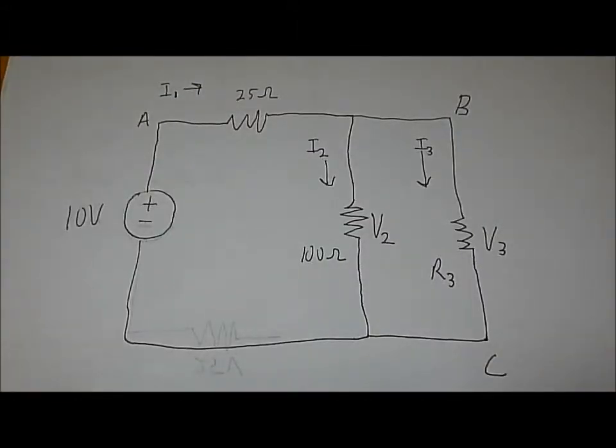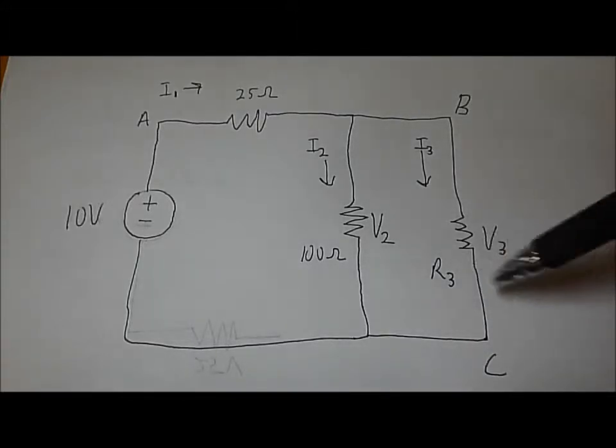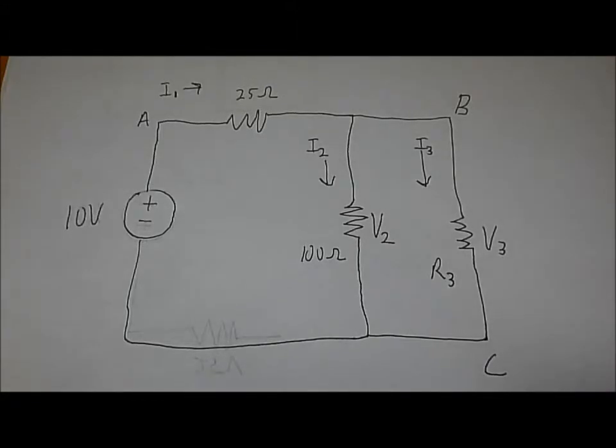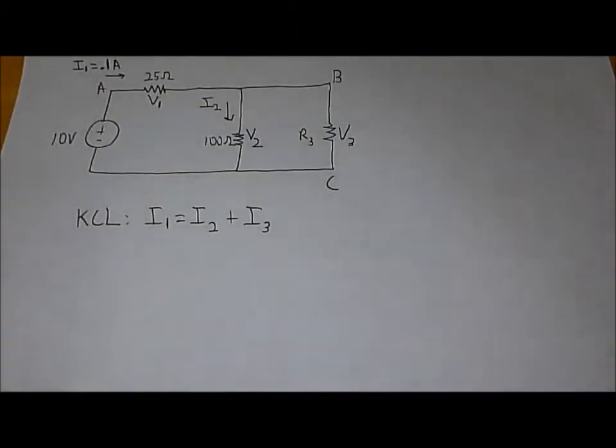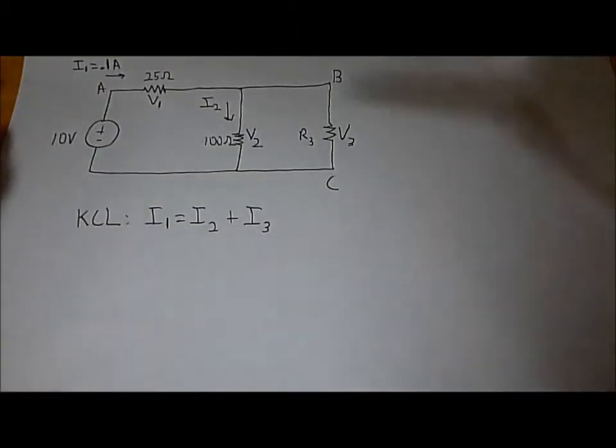Now let's solve a problem using KCL. In this problem, we're going to use KCL to find this third resistance value. We can start solving this problem by first determining the voltage dropped across this first resistor.